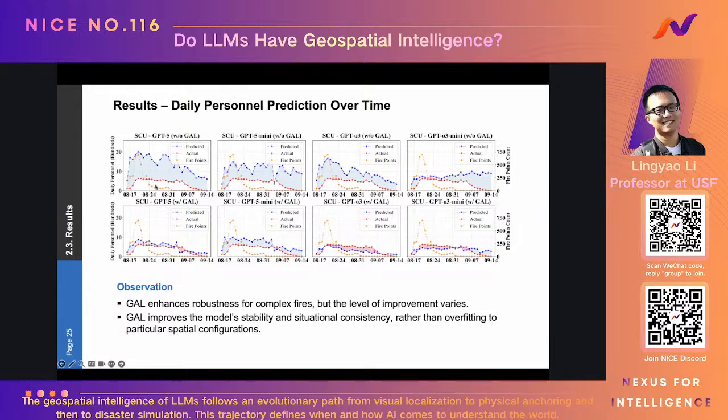But for the daily cost, we found that it's really model dependent. So GPT-5 mini still labels terrain as the most important factor. But for other models such as GPT-3, you can see the variance: the weight is more evenly distributed across these features. So these are some of the key observations for the second project.